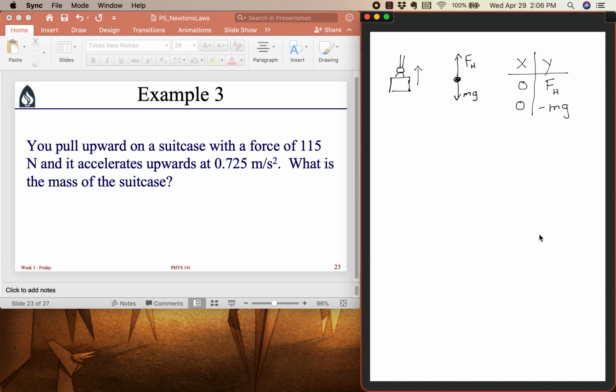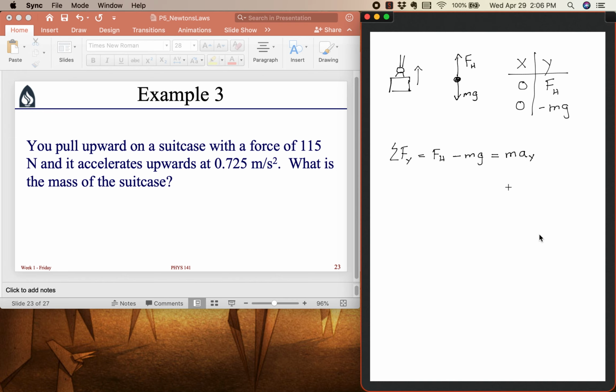So then we can sum the forces. There are no forces to sum in the x direction, but the sum of the forces in the y direction is equal to the force of the hand minus the weight of the suitcase, and then those forces are going to sum to the mass of the suitcase times its acceleration in the y direction.